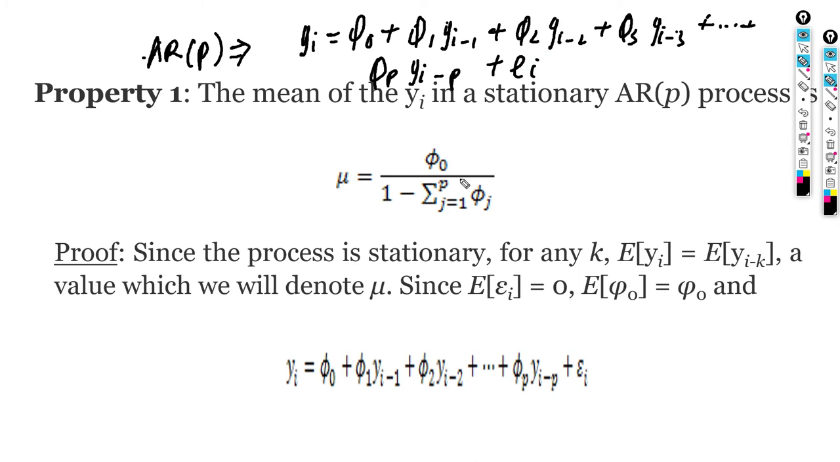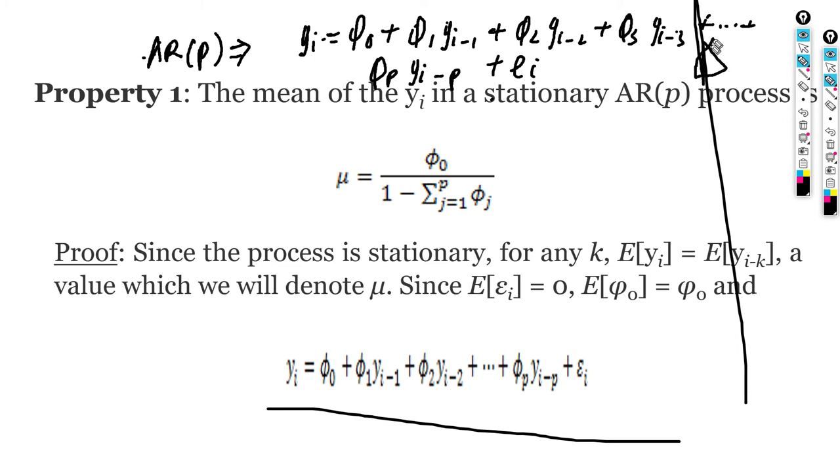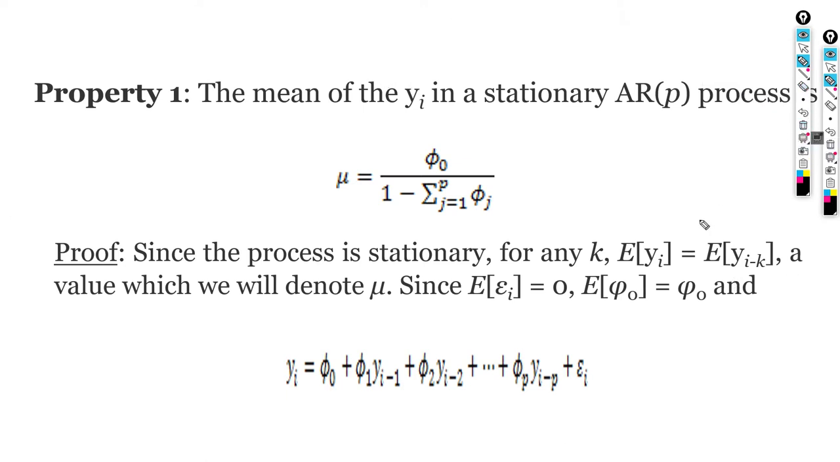These are the AR(p) model. I want to prove that the mean of this AR(p) model is equal to phi_0 over 1 minus the sum of phi_j. To prove this, we use the AR(p) model equation here, which is written like this. To find the mean, by definition, the mean is the expectation of y_i. The expectation of y_i is equal to the mean. So we need to find the expectation of all the terms here.